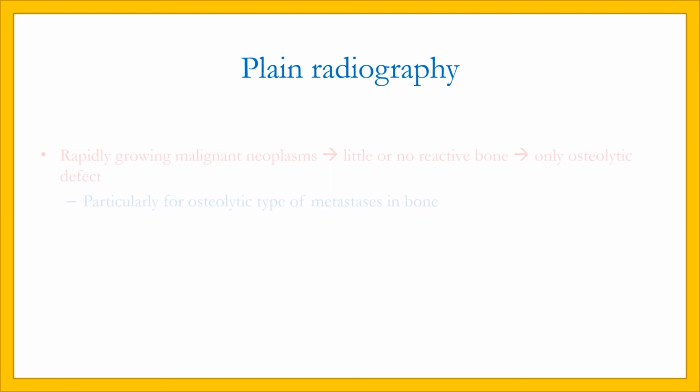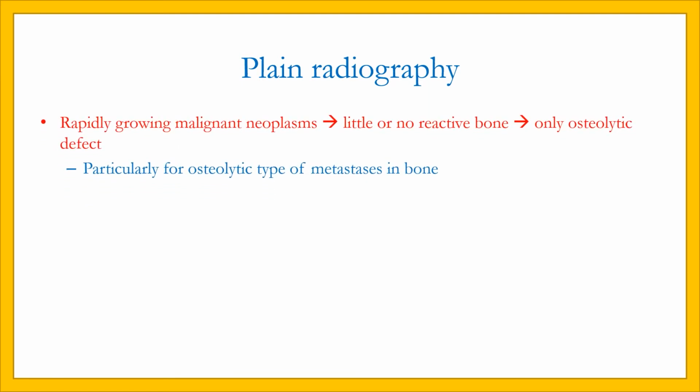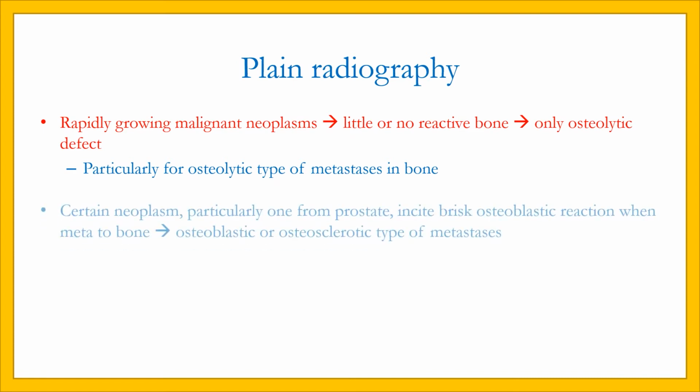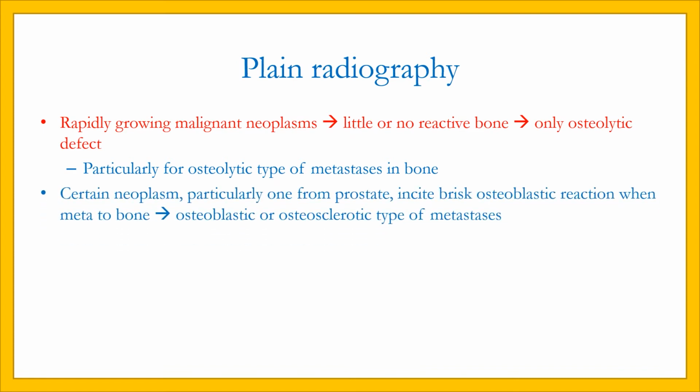Plain radiography. Rapidly growing malignant neoplasms show little or no reactive bone, only an osteolytic defect, particularly the osteolytic type of metastasis in bone. Certain neoplasms, particularly one from the prostate, induce an osteoblastic reaction when metastatic to bone, the osteoblastic or osteosclerotic type of metastasis. The only true cyst is the simple bone cyst.